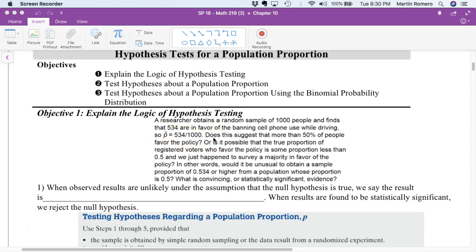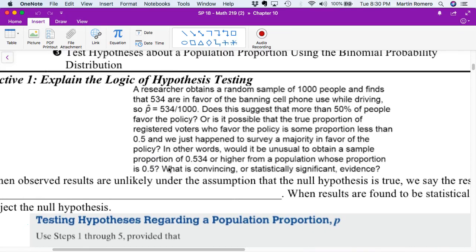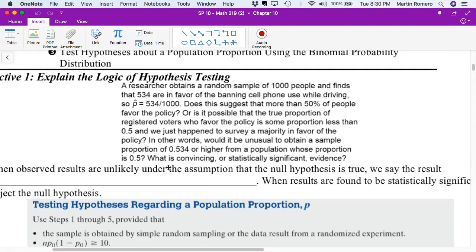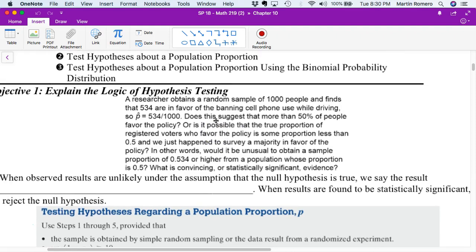So let's look at a sample question. Let's zoom in a little bit on that. A researcher obtains a random sample of 1,000 people and finds that 534 are in favor of banning cell phones while driving. So that means the p-hat is 534 over 1,000. Does this suggest that more than 50% of people favor the policy?